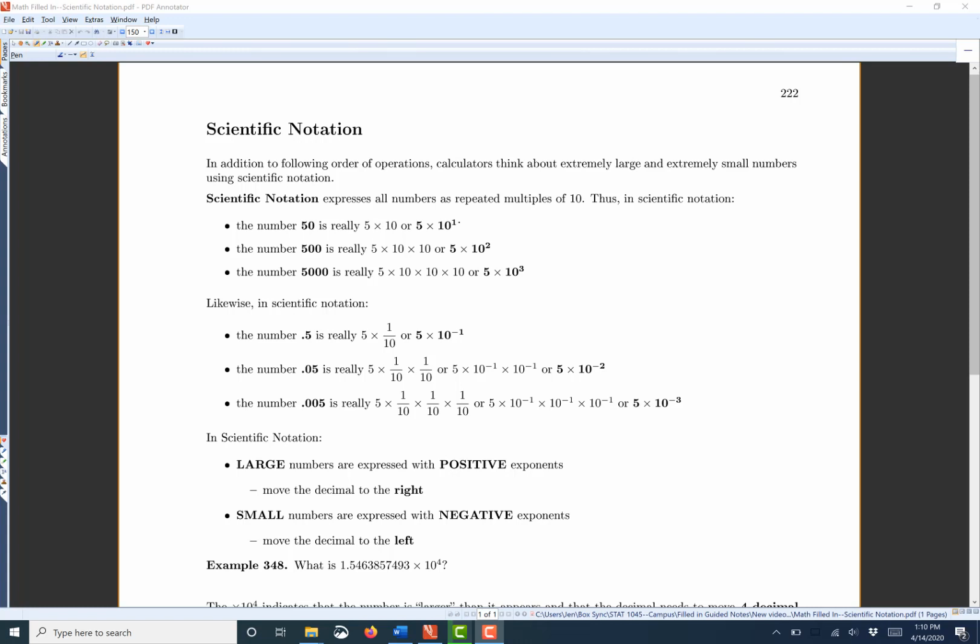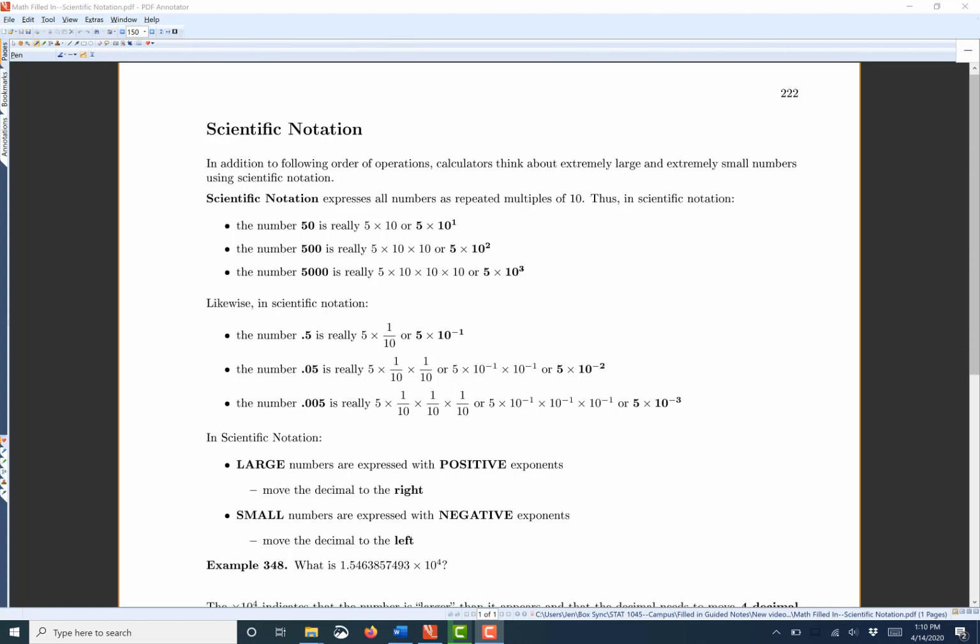of 1. And the number 500 is really 5 times 10 times 10, or 5 times 10 squared, because there were two 10s. And 5,000 is really 5 times 10 times 10 times 10, because 10 times 10 times 10 is 1,000, so 5,000. And because we have three of them, it's 5 times 10 to the third power.